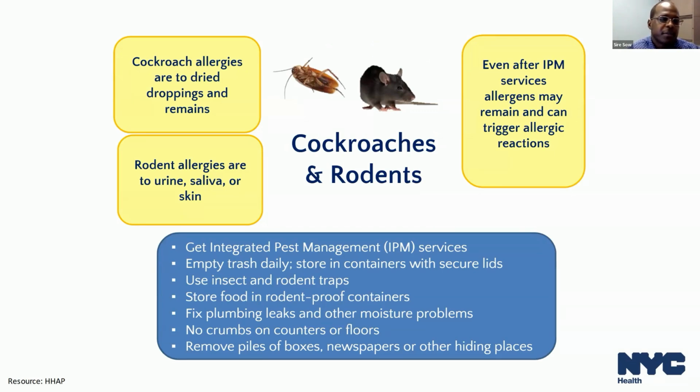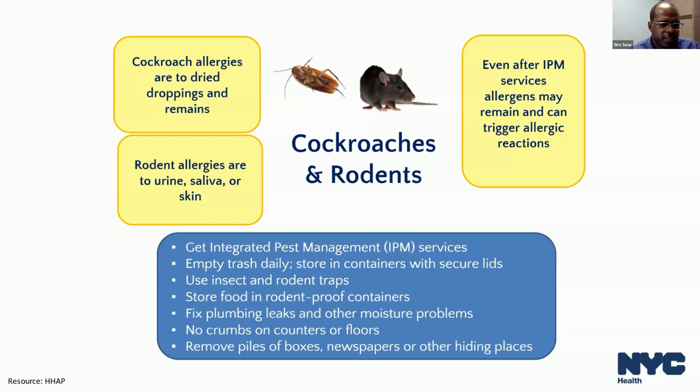For mice, it's going to be things that are in the urine, in the saliva, or in the skin of mice. And again, you may not notice those things, but if you have an apartment with mice or with cockroaches, those items will be there, and that can trigger an asthma attack in someone who has asthma. Whereas someone who does not have asthma wouldn't necessarily even be aware.